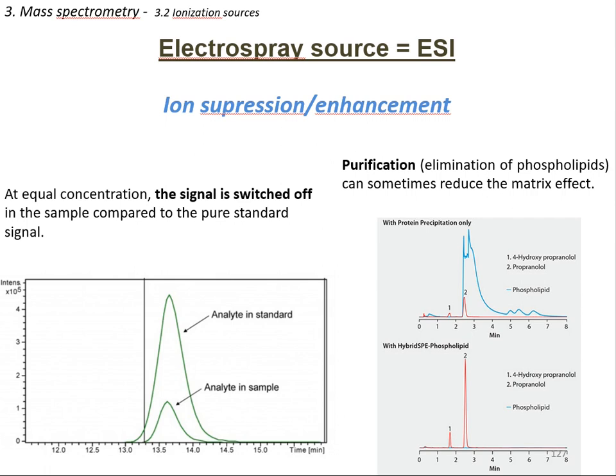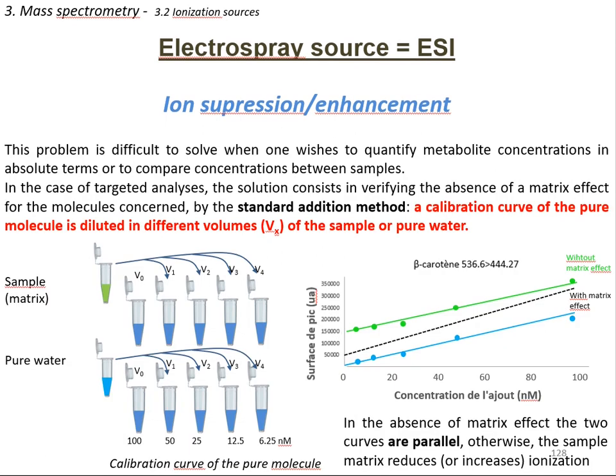In this case, these are phospholipids. And if you remove phospholipids before the analysis, you will gain a lot of signal from the molecule, despite the fact they have the same concentration before and after. So it's quite difficult to check this because you have to make this type of experiment to check if there is or not a matrix effect.